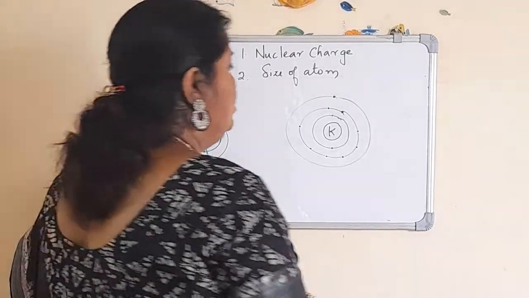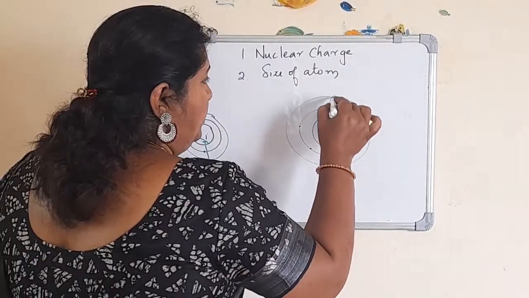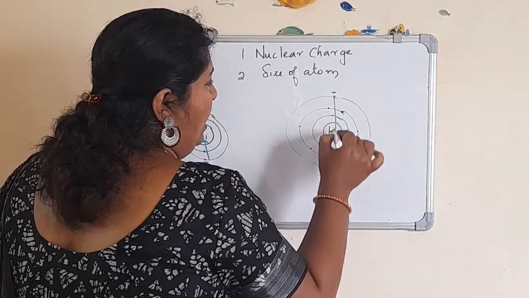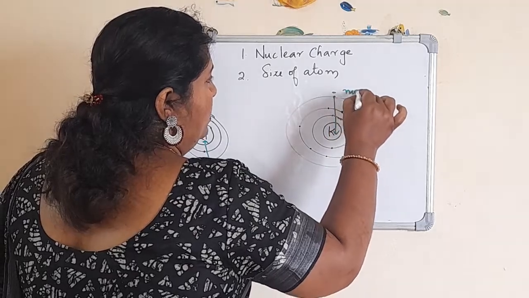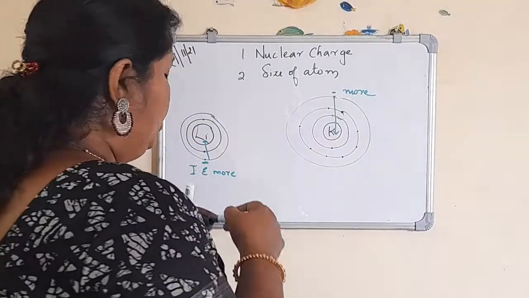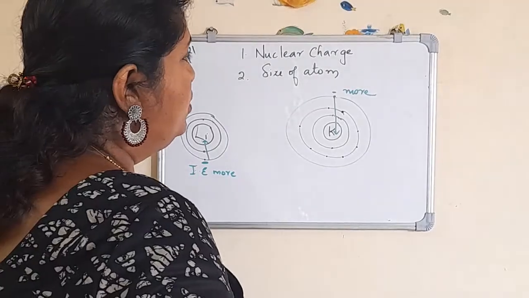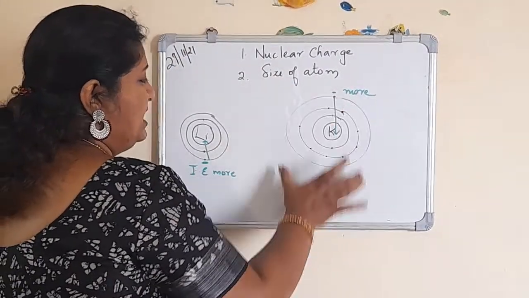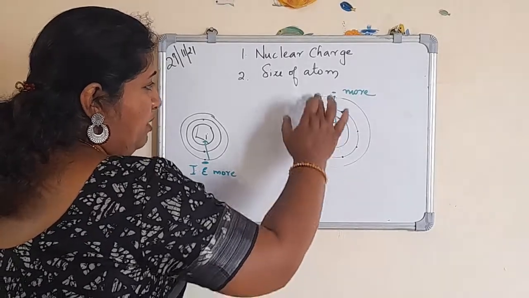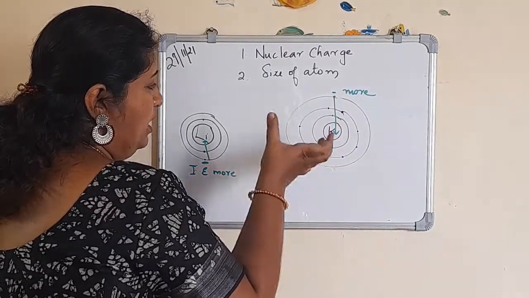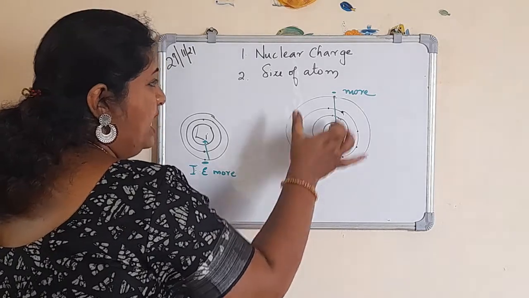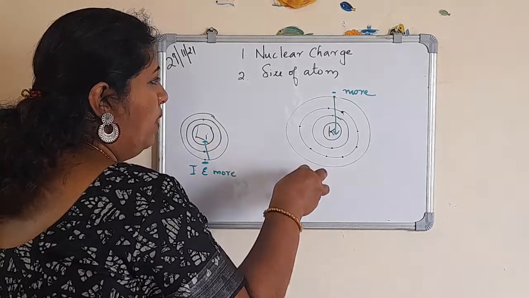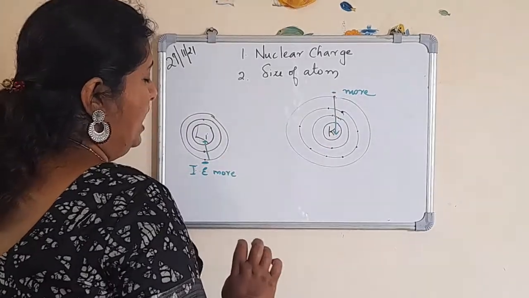Now you are coming to this one. See, the distance between the outermost electron and the nucleus is more here. The distance between the nucleus and the outermost shell is more, so the attractive force will also be less. As the distance increases, the force of attraction will be less. The force of attraction between the nucleus and the outermost electron will be less. So less energy will be required to remove this outermost electron.